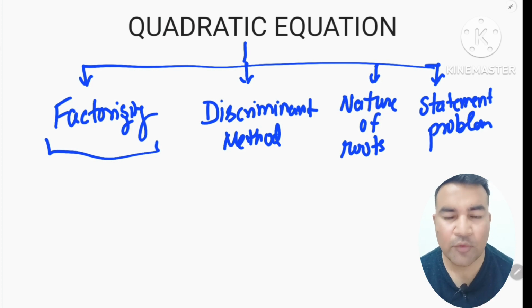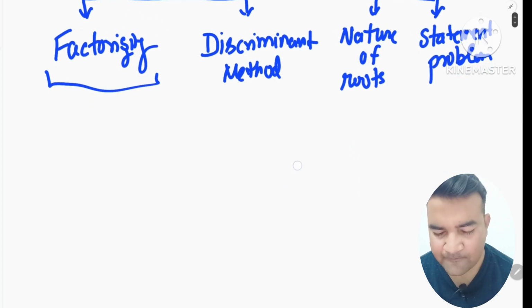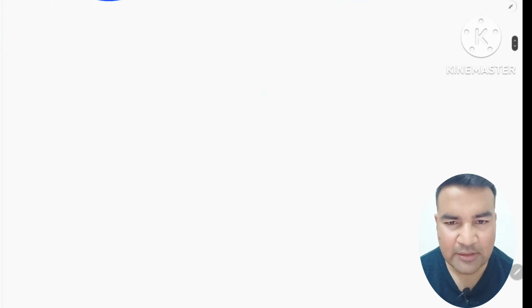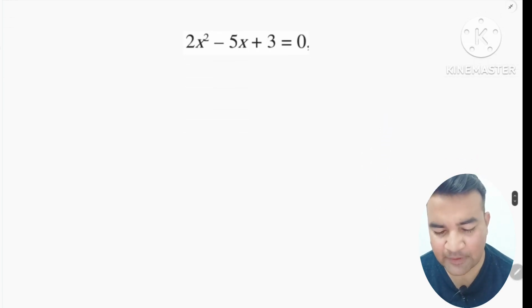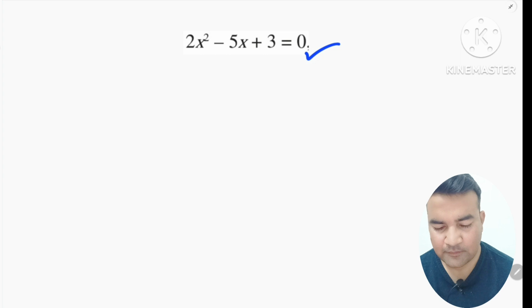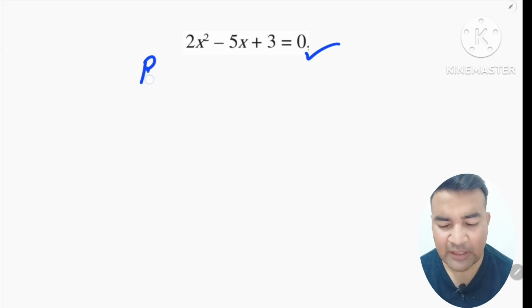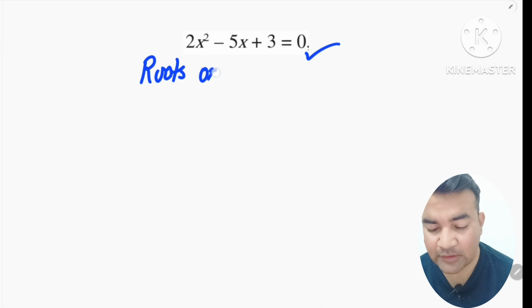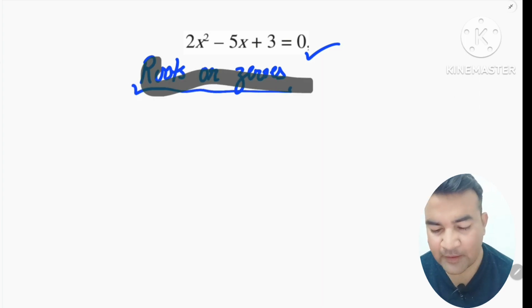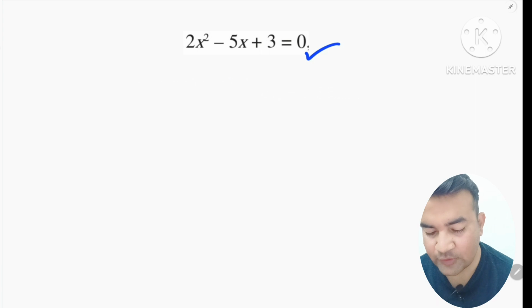Okay, so firstly, let's talk about how factorization occurs. When we talk about factorization, let's take a random example: 2x squared minus 5x plus 3 is equal to 0. As we know, this is a quadratic equation, and we have to find the roots or zeros. Both have the same meaning. So for finding the roots or zeros, we'll factorize it.